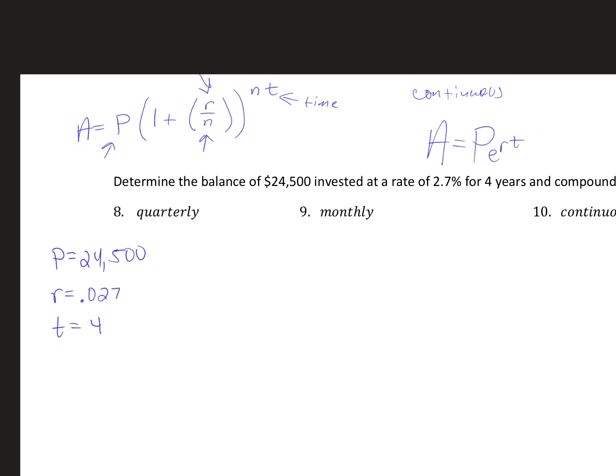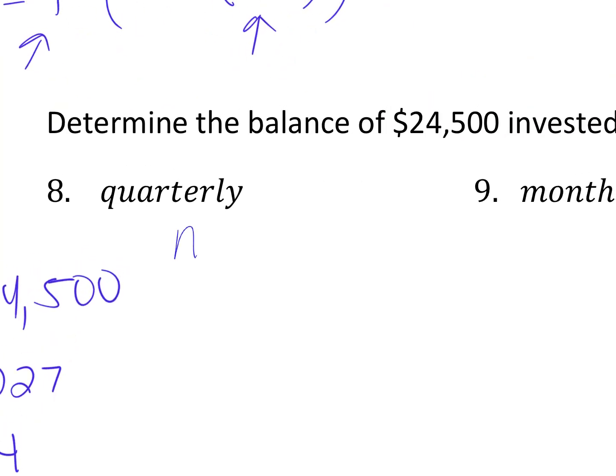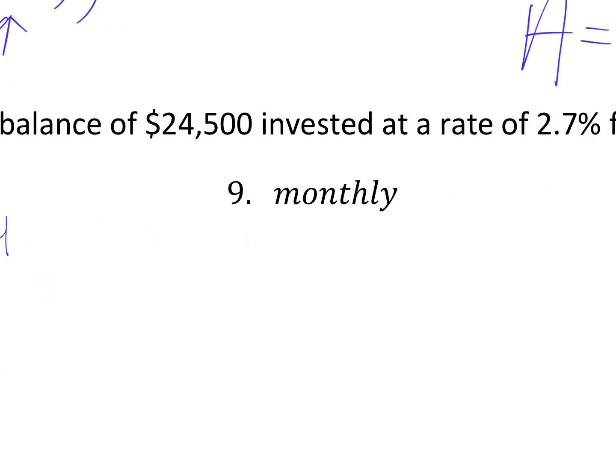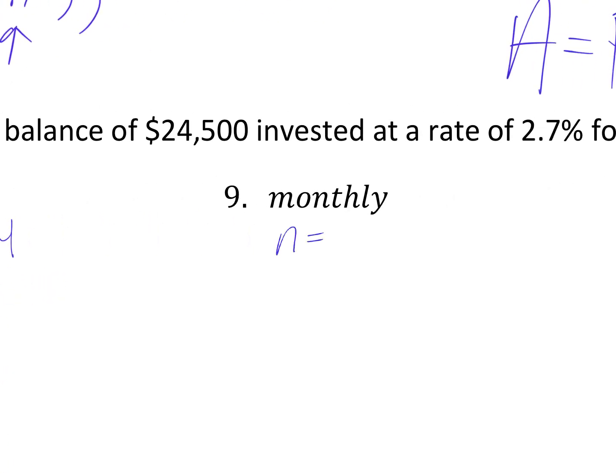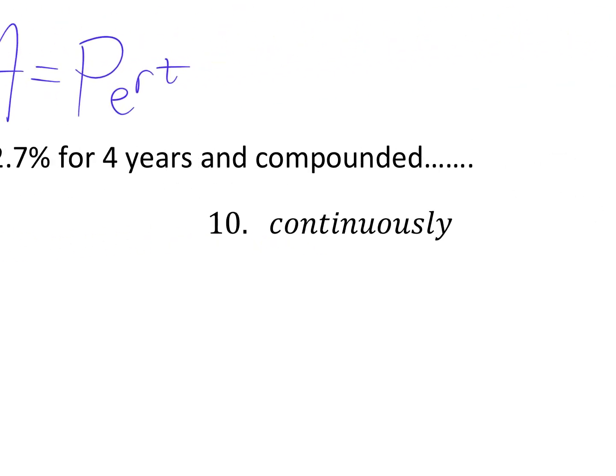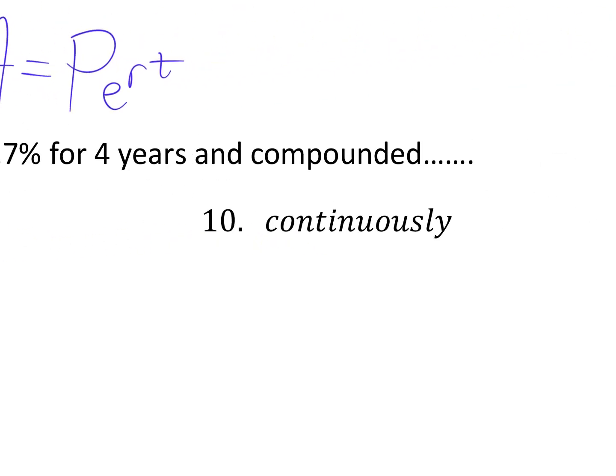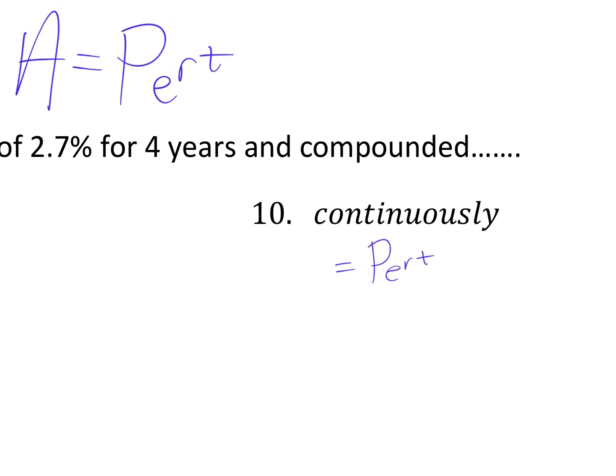Same thing every time. What is changing? The N value. And number 8, your N is what? What is quarterly? 4. In number 9, what is monthly? 12, good. And in 10, what does continuously mean? Apert. Really important that you guys remember that.